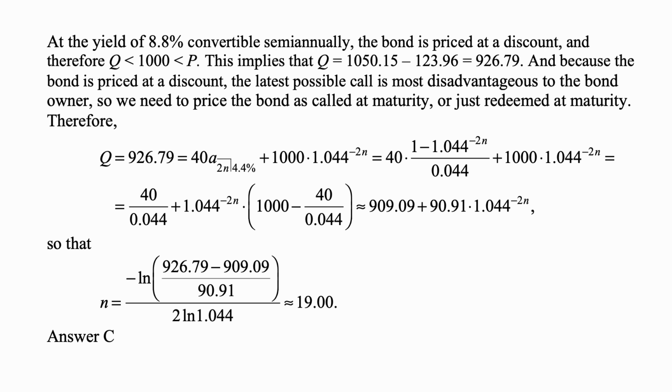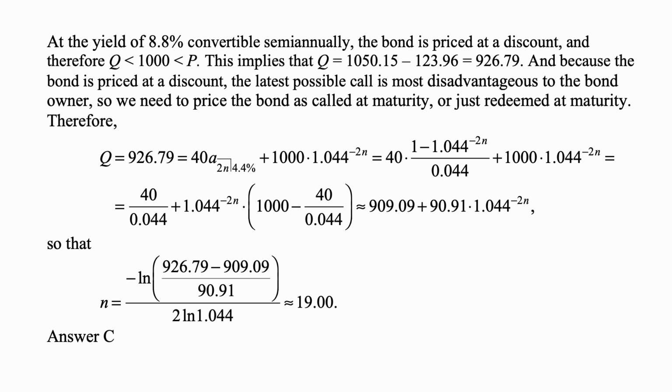Then we can write this as 40 over 0.044 plus 1.044 to the minus 2n times 1000 minus 40 over 0.044. That's approximately 909.09 plus 90.91 times 1.044 to the negative 2n. Remember, we're trying to find n. This is an equation in which the only unknown is n. We need to solve it for n.